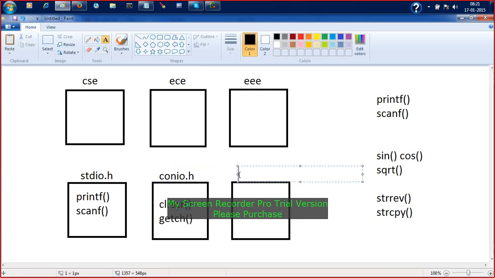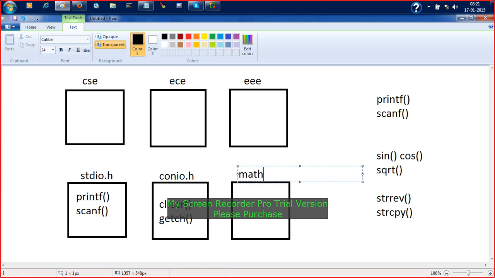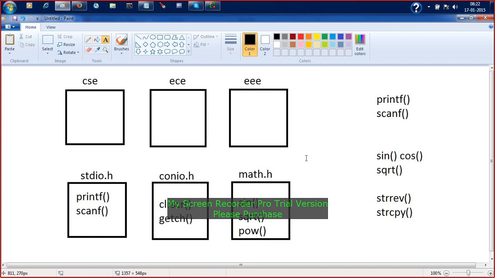Here we have one more header file known as math.h. In this math.h you will have functions known as sine, sqrt, cos, power, all these functions. So if I want to use these functions, I compulsorily have to include the header file known as math.h. What's the header file? math.h.